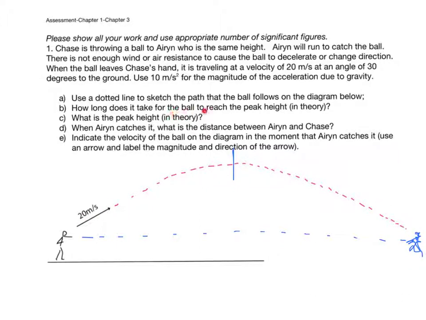Next, how long does it take for the ball to reach the peak height, in theory? Let's just look at these questions. What's the peak height? How long does it take to get up here? How far is this from the initial level that it was at? When it's caught, what's the distance from here to this person right here? And indicate the velocity of the ball on the diagram at the moment that it's caught over here. Use an arrow and label the magnitude and direction of the arrow.